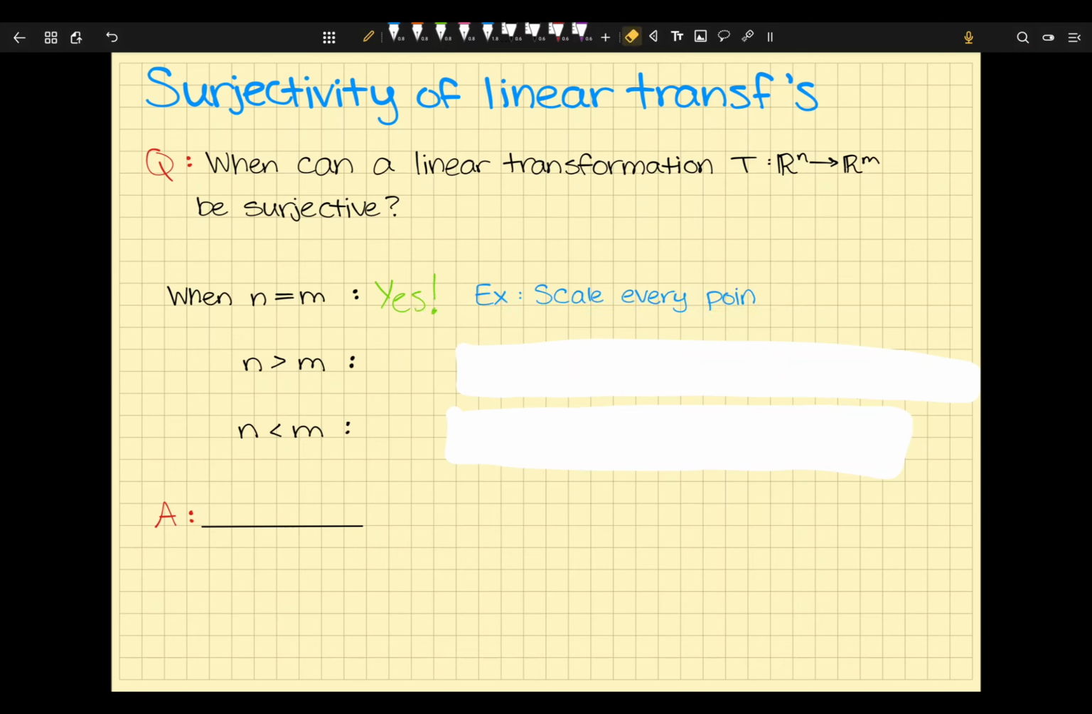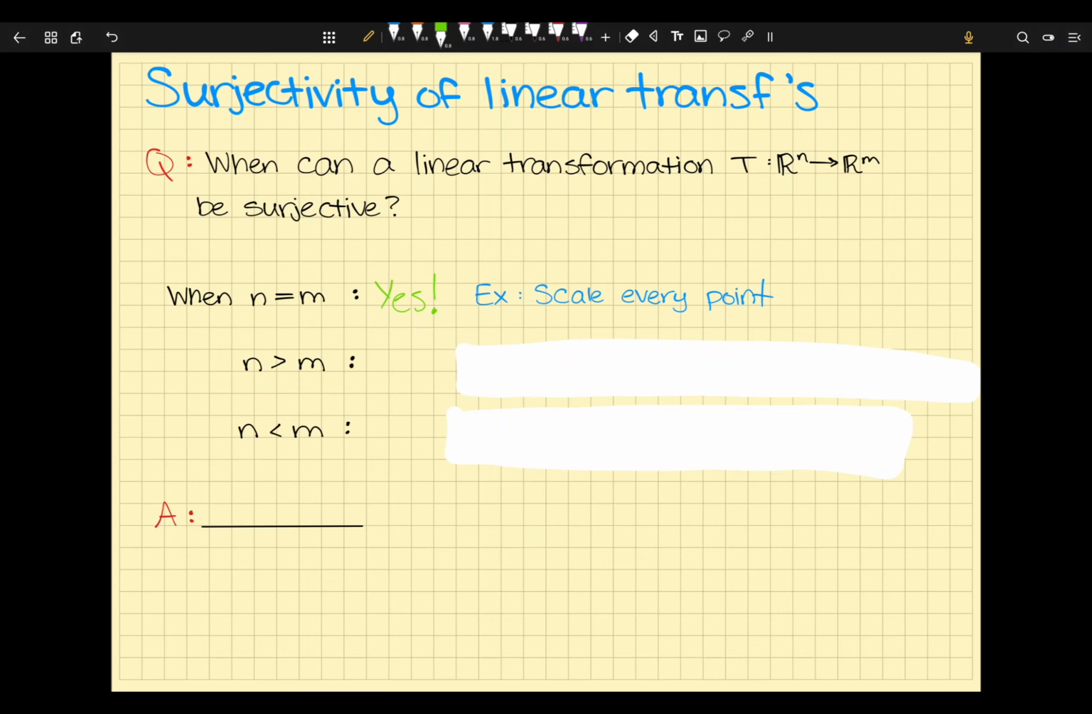And an example is a linear transformation that just scales every point. So if you took every point in space and you scaled it by 5, well, our function still hits every point in space. All right, so a linear transformation from Rn to Rm, where n and m are equal, can be surjective. Now, I'm not saying that it has to be surjective. I'm just saying it could be surjective.